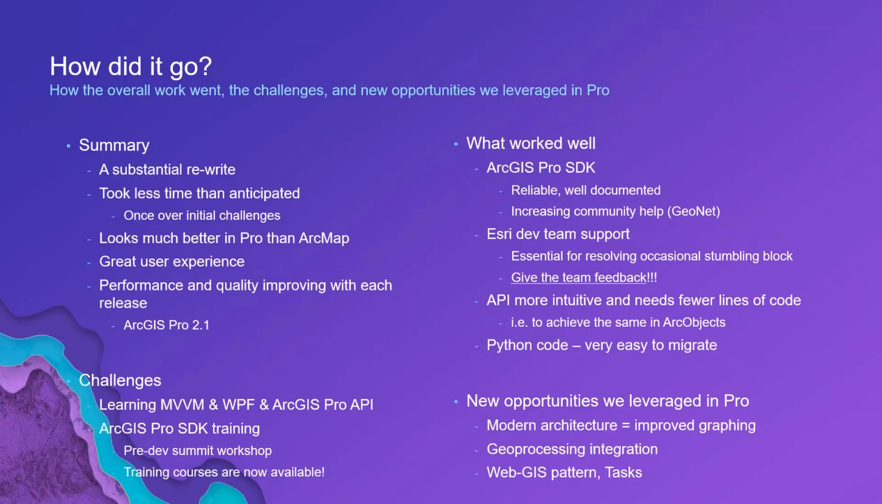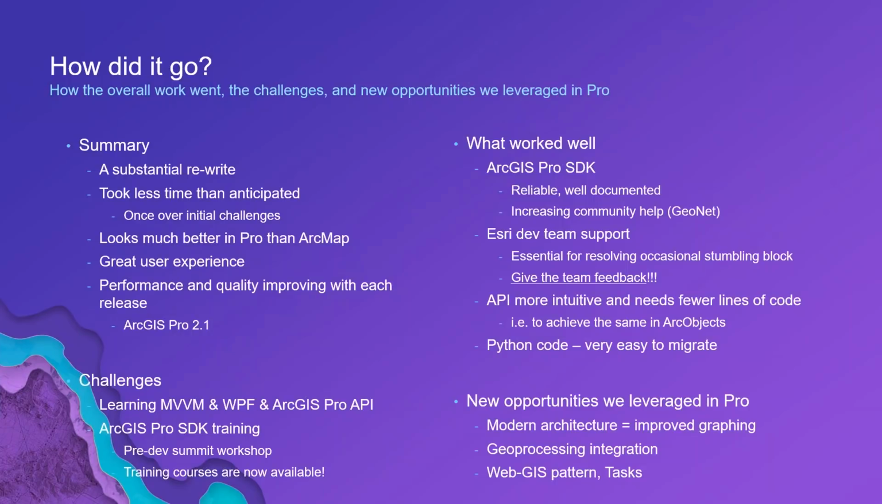So what worked well when we migrated our code base over? We found the Pro SDK to be very reliable, very well documented. And there's a lot of increasing community help out there around the SDK as more and more people start using it, for example, on GeoNet. You can always rely on the Esri development team to monitor the GeoNet channels, and you can find them very responsive if you get to the occasional stumbling block, which you might do if you're doing something new.